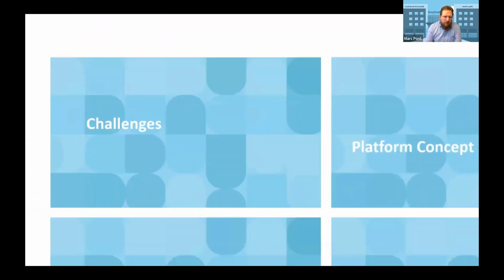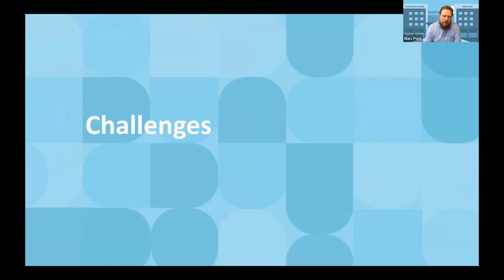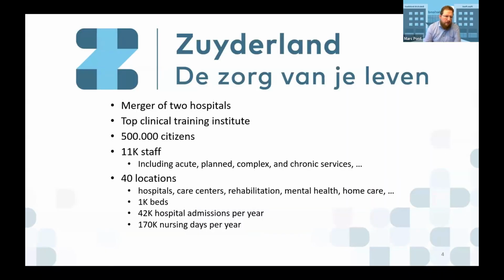So quickly going through the challenges, Zuyderland is a merger of two hospitals and a lot of outlocations. It's a top clinical training institute, so we also train physicians and specialists. We treat about 500,000 citizens actively. There's 11,000 staff members working at the hospital over 40 different locations, because it's not only the hospital, but there's also care centers, rehabilitation, mental health care, home care, geriatric care, and so on. So it's quite a broad range of care that Zuyderland provides.